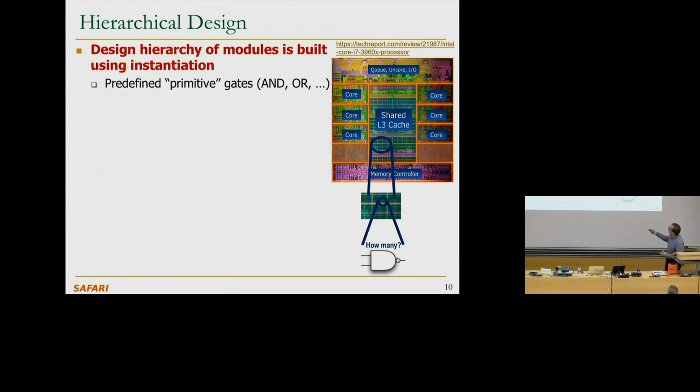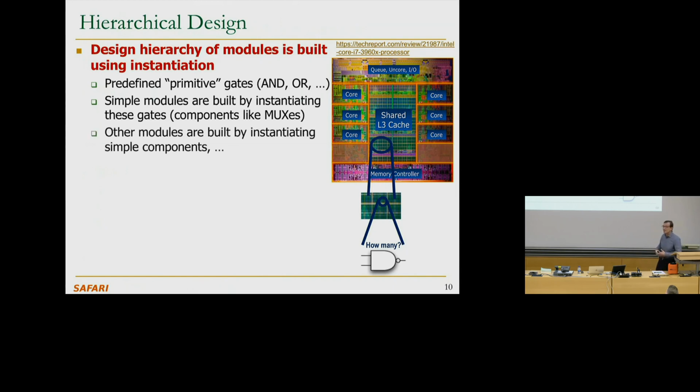There are some predefined primitive gates that we will have, as I will show you in the syntax. We'll build simple modules by instantiating these gates. We'll build muxes, for example, by instantiating these gates. And then we'll build bigger modules from these smaller modules. And hopefully, you'll have a top-level module saying, this is my processor.